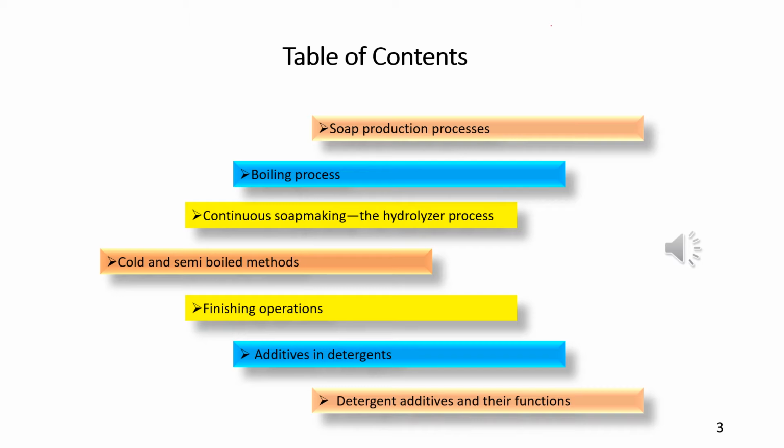So in this lecture, you will learn about the soap production processes, which include boiling process, continuous soap making, the hydrolyzer process, cold and semi-boiled methods, finishing operation, additives and detergents, which type of additives are involved in making the detergents, and detergent additives and their functions.